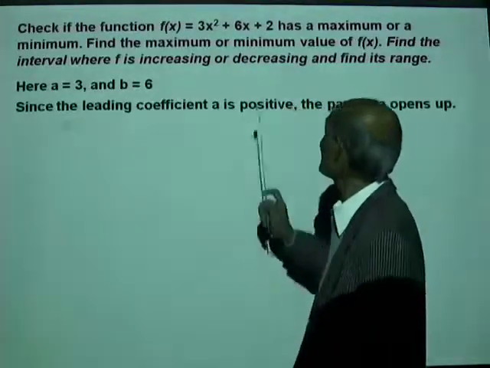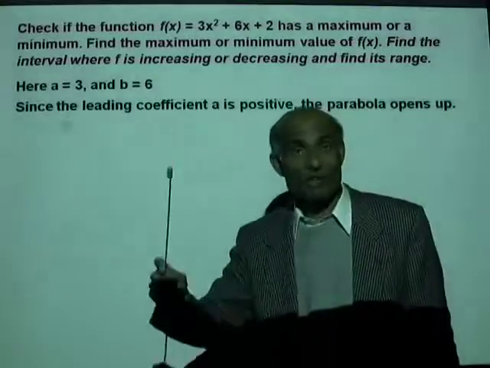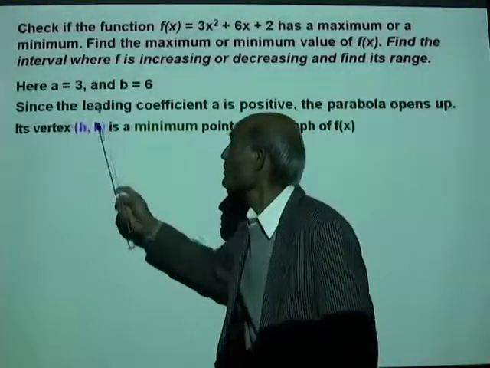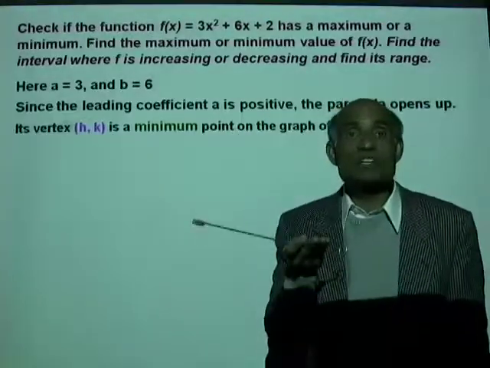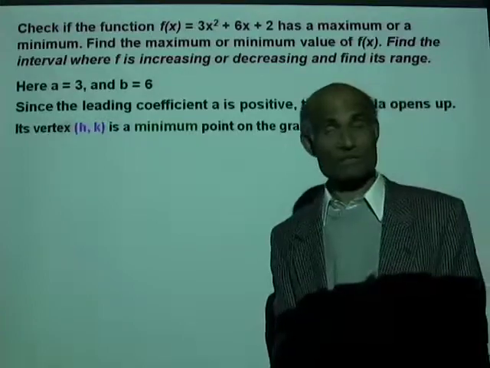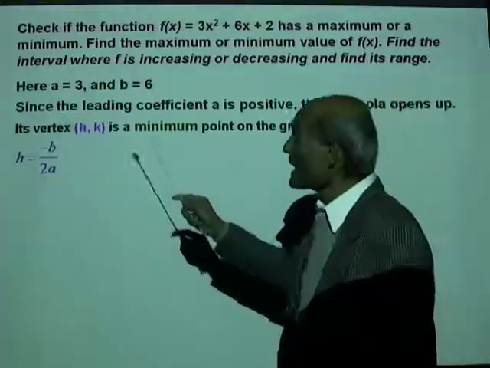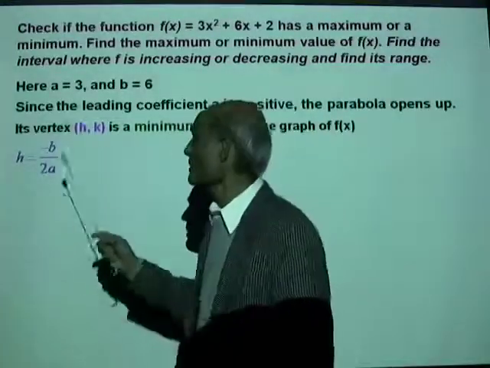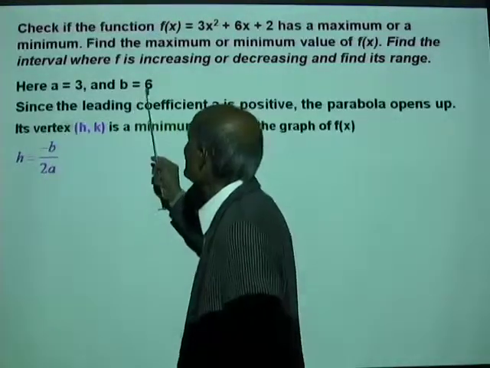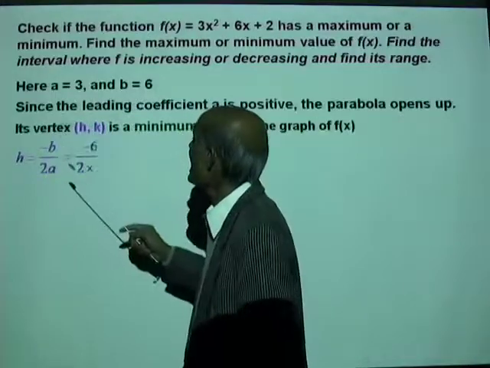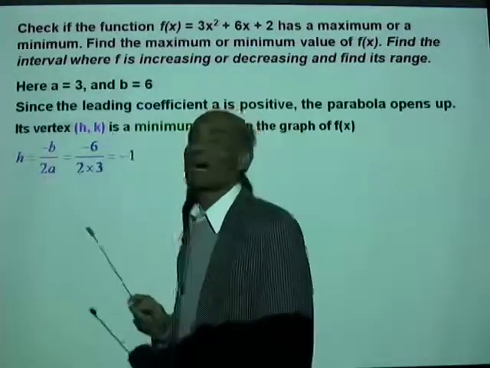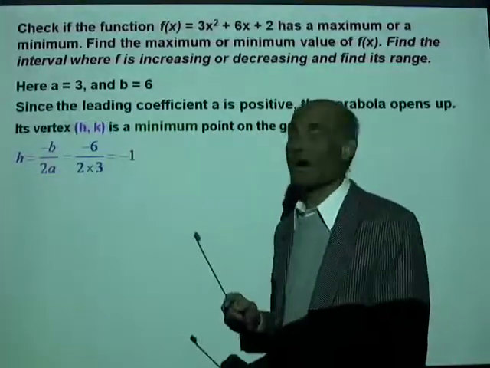The leading coefficient is positive, therefore the parabola opens up. And as a result, the vertex (h, k) represents a minimum point on the graph of f of x. Is that right? Yes. And let's calculate that vertex. h equal to negative b over 2a. Negative b, you got b and a. That will be negative 6 over 2 times 3, and that is equal to negative 1.